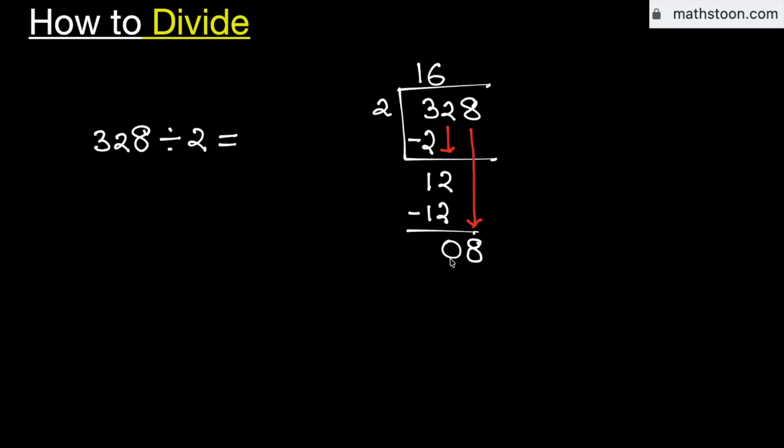So we will remove this 0 and we know that 2 times 4 is equal to 8. Subtract, we get 0. As we get the number 0 and we have no number to bring down here, so we will stop. Therefore, 328 divided by 2 is equal to this number 164. And this is our final answer.